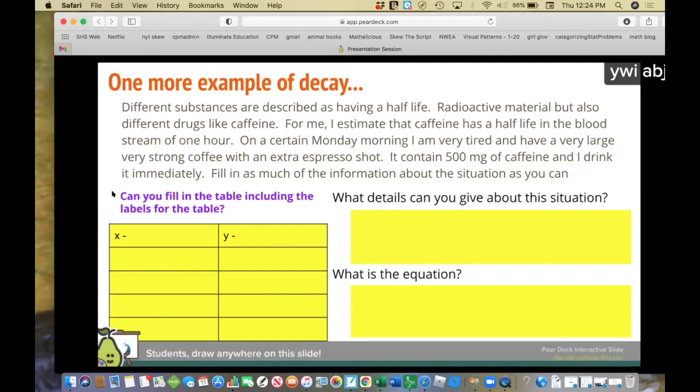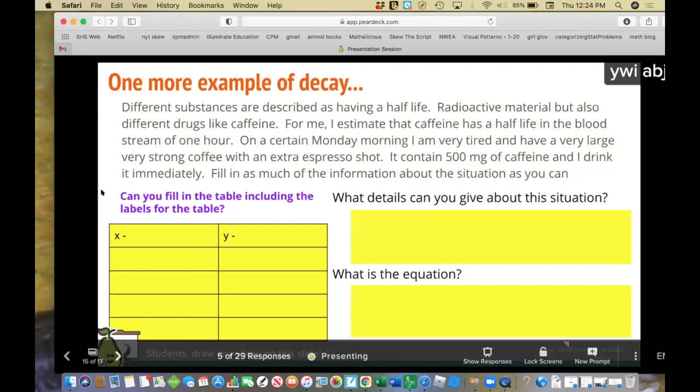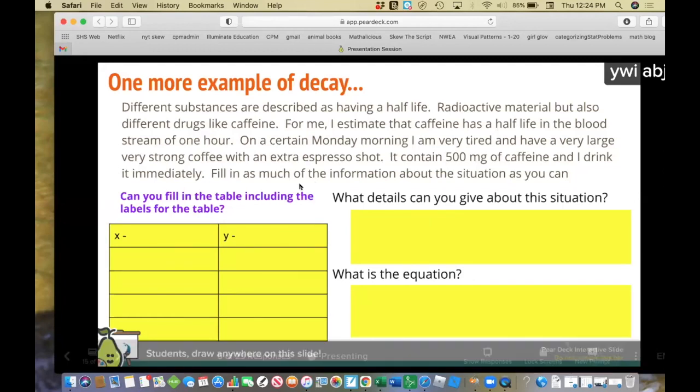So radioactive material like plutonium would have a half-life, and also drugs in our bloodstream also have a half-life. So caffeine, which is a drug, also has a half-life. And so for me, I estimate that my caffeine has a half-life in the bloodstream of 1 hour.